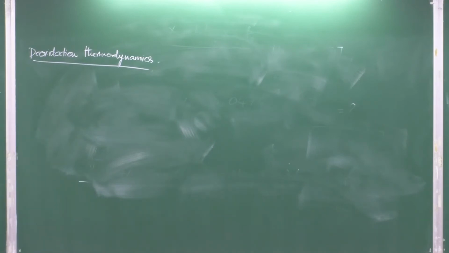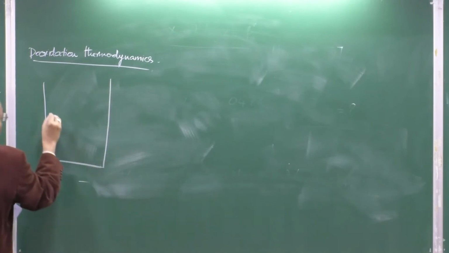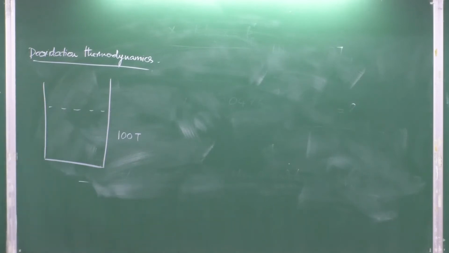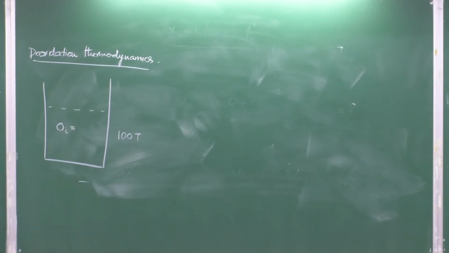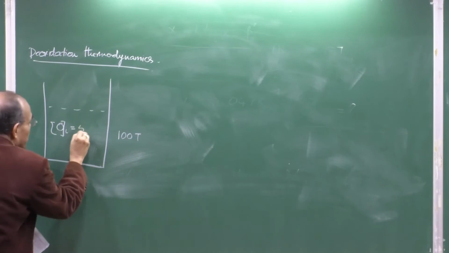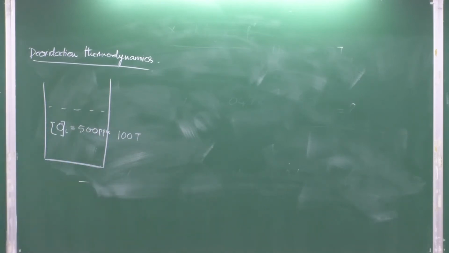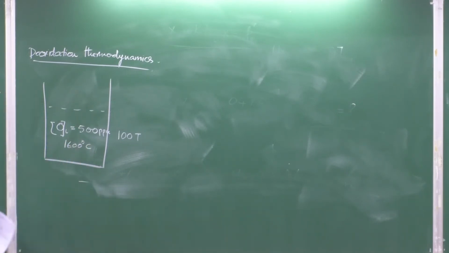So, again we have a steel melt, for example. Let us say this is a 100-ton steel melt. This steel contains initially, after steel making, dissolved oxygen, and that is equal to 500 ppm. Temperature is 1600 degrees centigrade. Every time we use this temperature, because that is the general steel making temperature, it could have been something else.